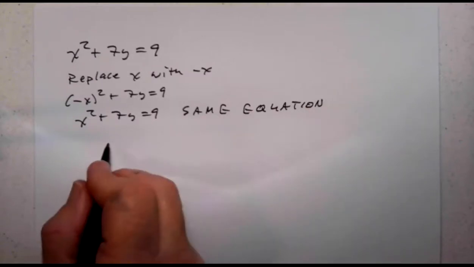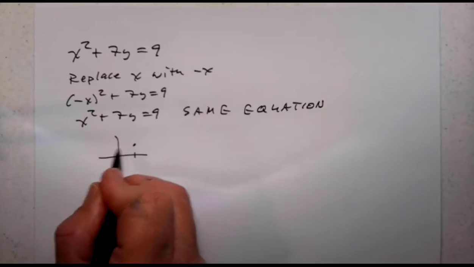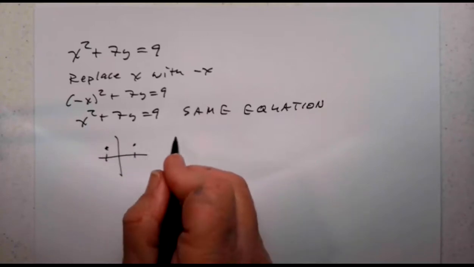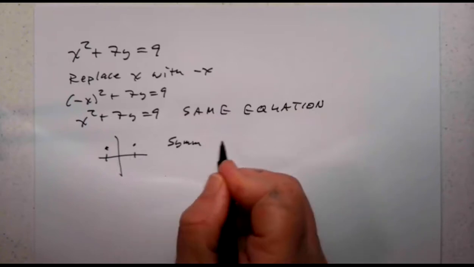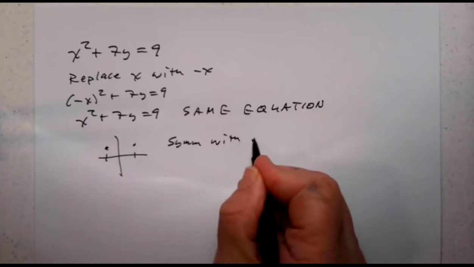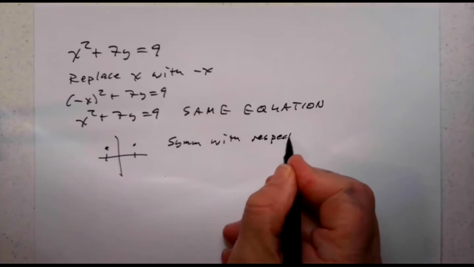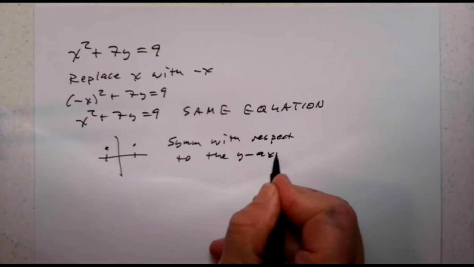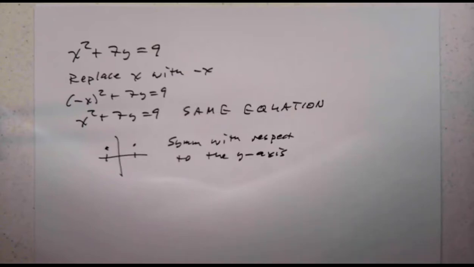Well, if x and negative x behave the same way, if here's x and there's negative x and they behave the same way, that tells you what your symmetry is going to have to be. This is going to be symmetric with respect to the y-axis. So the y-axis should act as a mirror.